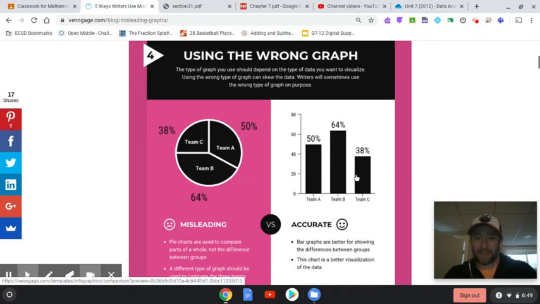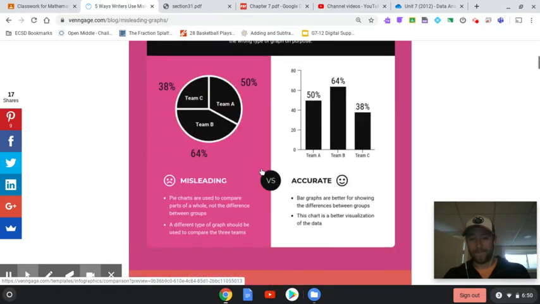And the big reason is that pie graphs have to add up to 100%. This does not. 64 plus 50 plus 38, misleading. That's not 100%, which totally misrepresents the data that's supposed to be there. This is the accurate data. This shows where these things are actually supposed to be.